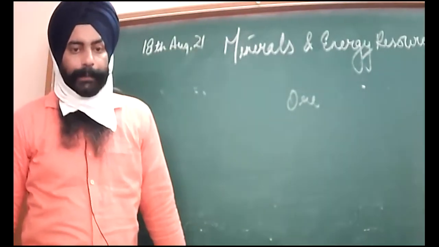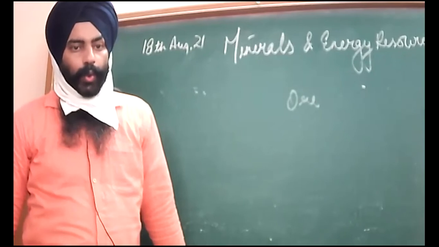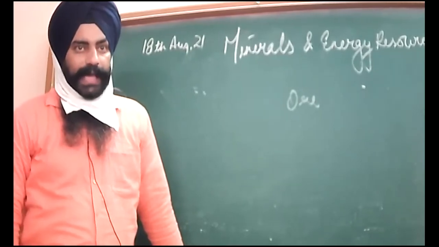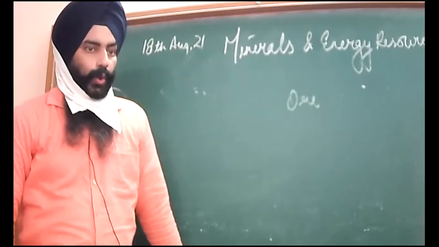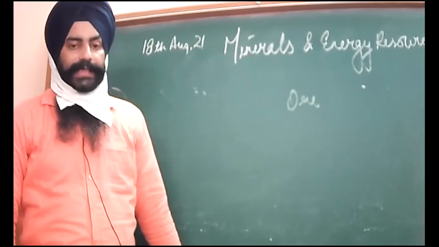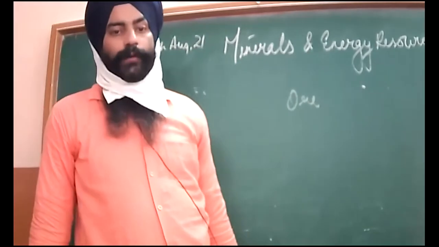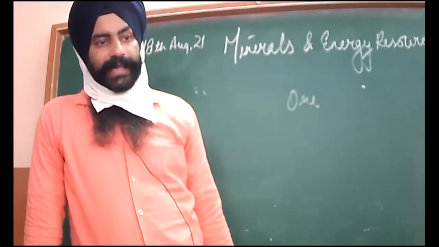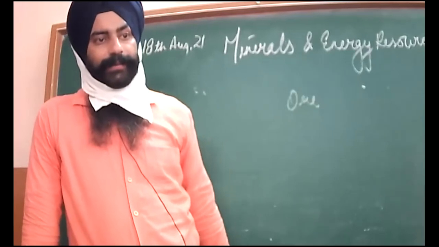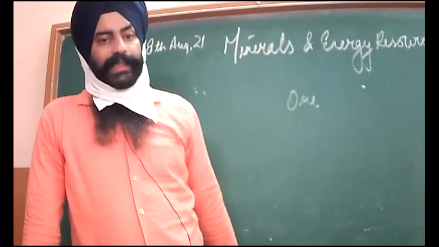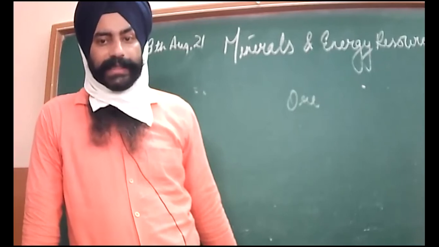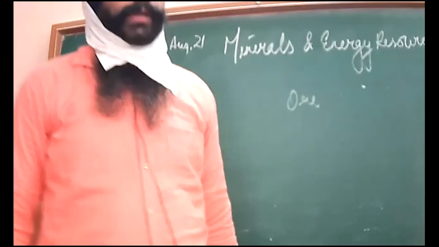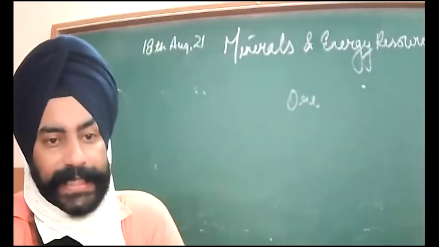Ores, O-R-E-S, are a mixture of metals and non-metals. Naturally, metals and non-metals are mixed with rocks and lie beneath the layers of the earth's crust. When these are extracted, they are known as ore. For example, iron ore. Through iron ore, we extract iron.